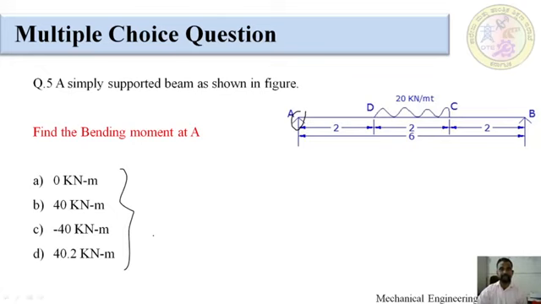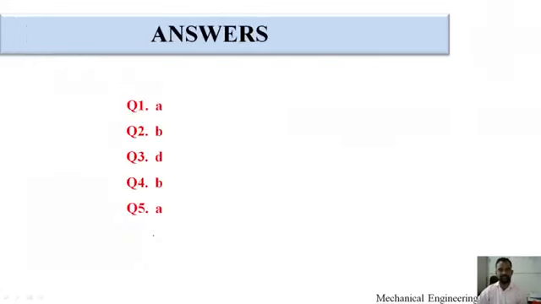Next slide, we are going to complete this session. I am going to give the answers. First question answer is A, second question answer is B, third question answer is D, fourth question answer is B, fifth question answer is A. Do well, don't answer simply. You have to work it out, then answer.